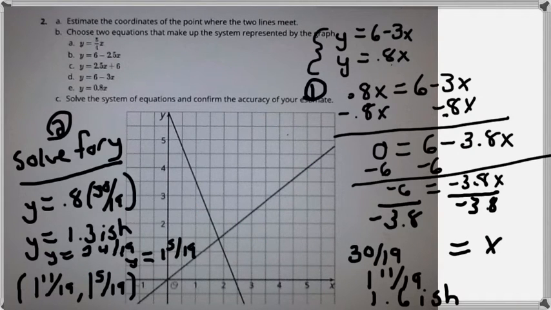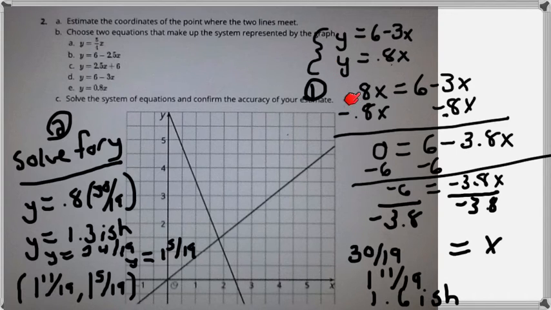Going on to C. C says you have to solve the system, and you're trying to see how close your original estimation of the point was to the correct answer for the system. So the two equations in the system, again, were B and E, so I wrote them down in system notation. You do not have to do that, but you do need to show all the work for solving it. So I wrote that 0.8x is equal to 6 minus 3x, and the reason I know that's true, that they're equal to each other, is because they're both equal to y.